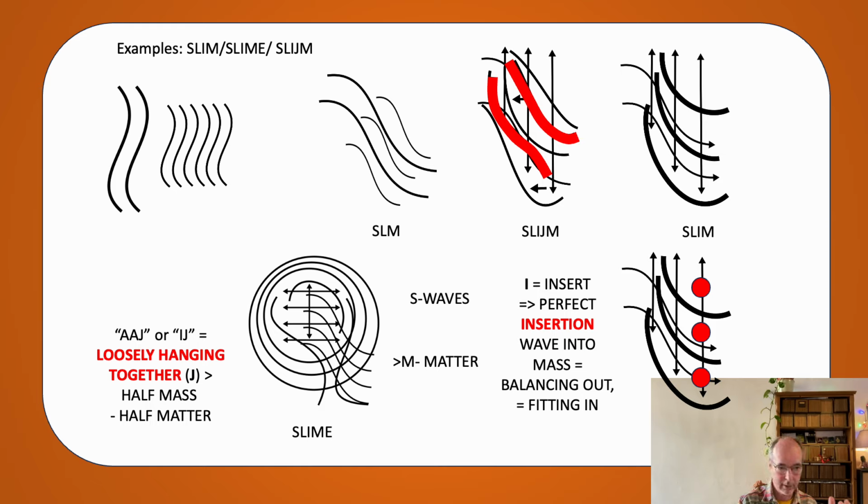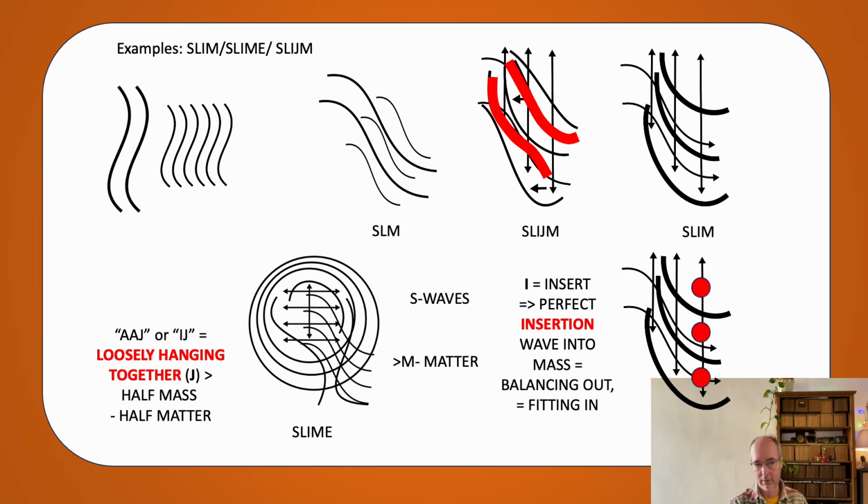SLIM is also in between these two conditions. The SLIM is another thing, which is another contradiction. E is the letter which means something will fit in, and it will also fit in perfectly. It will be an insertion. The wave will fit into the mass and will balance out to try to fit in.